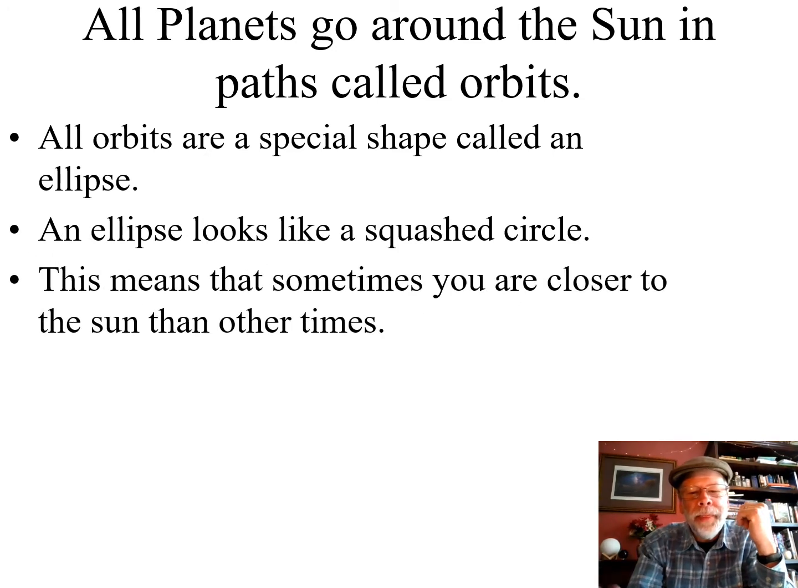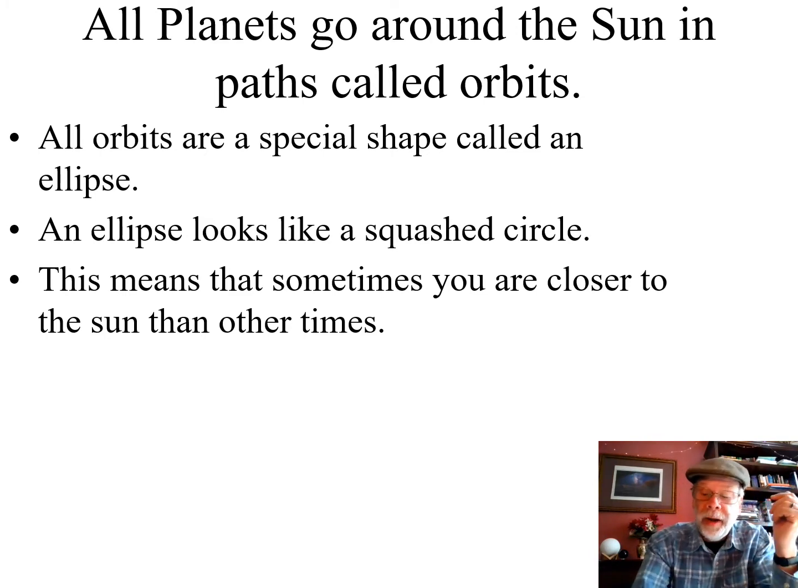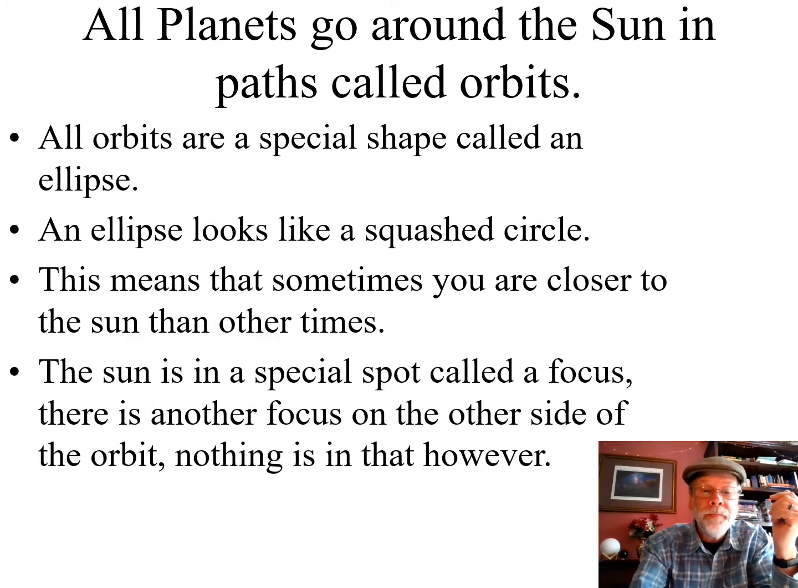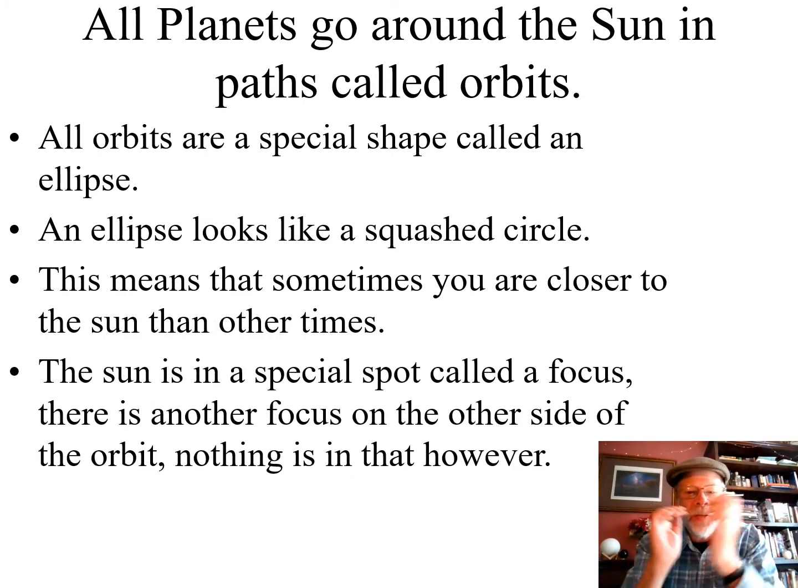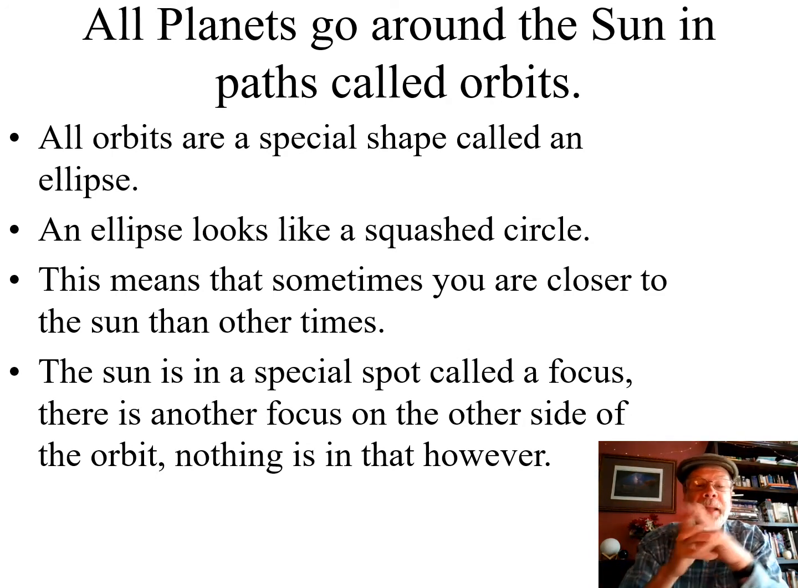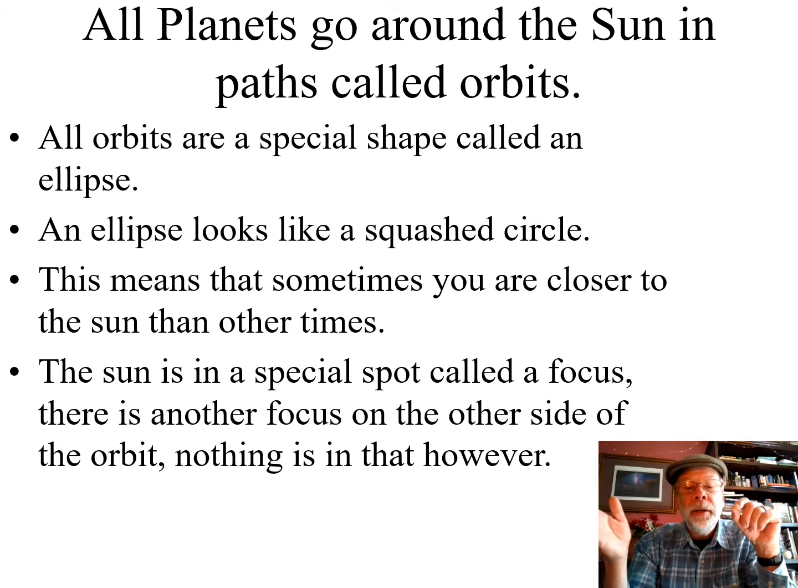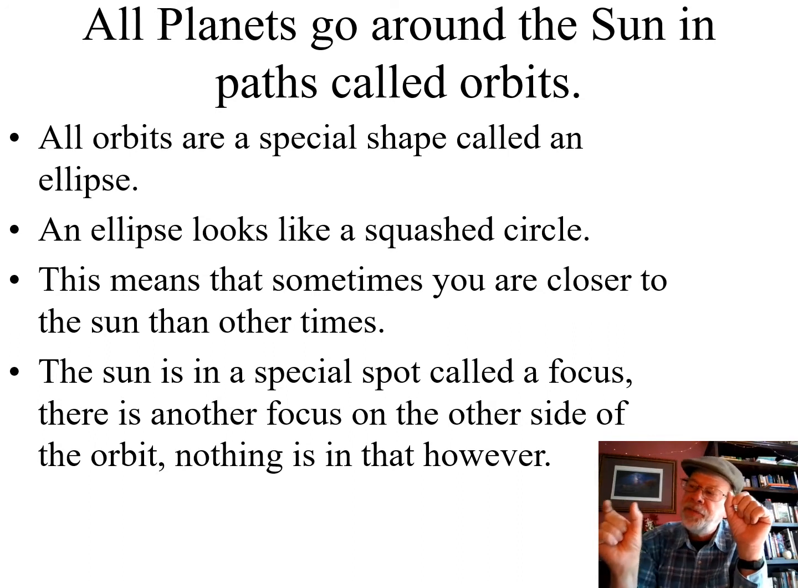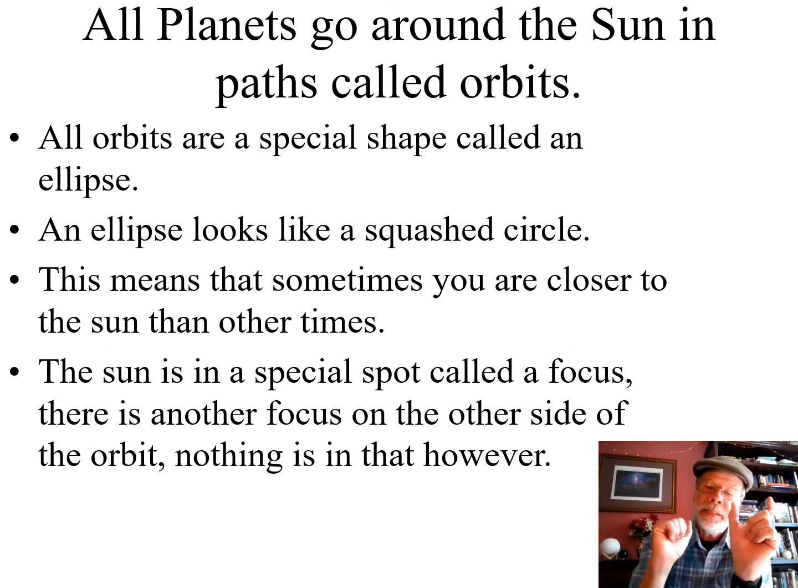That means that as you're going around the sun, sometimes you're closer to the sun than at other times. So the sun is in a special spot in the ellipse called a focus. There's another focus at the other side of the orbit. Nothing is in that, however. That's just a mathematical point. It's as far from that side of the orbit as the sun is from its side of the orbit.